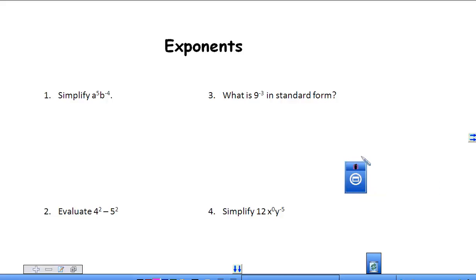Alright, we are going to review our exponent rules. So we're going to look at these 4 problems individually and talk about what needs to be done for them. In the first one we have simplify, a to the 5th, b to the negative 4.